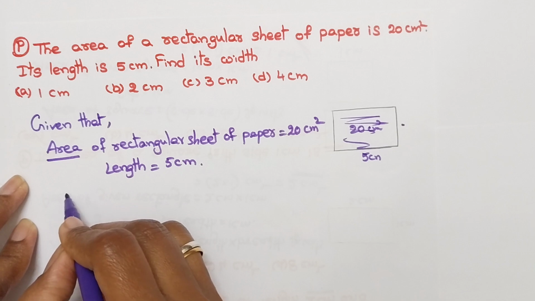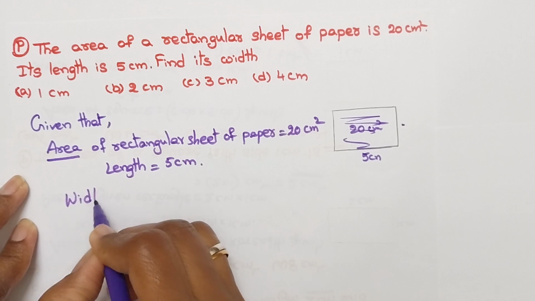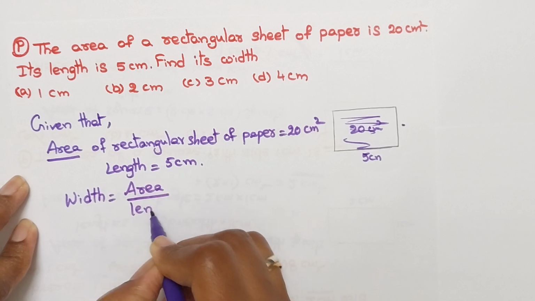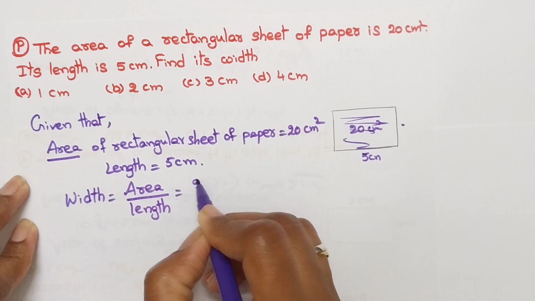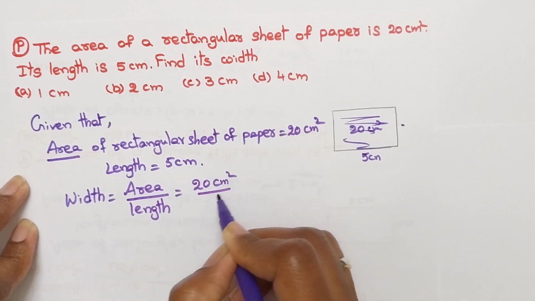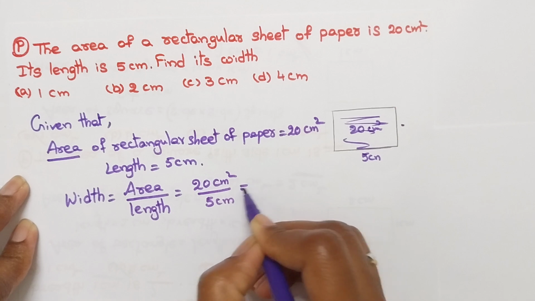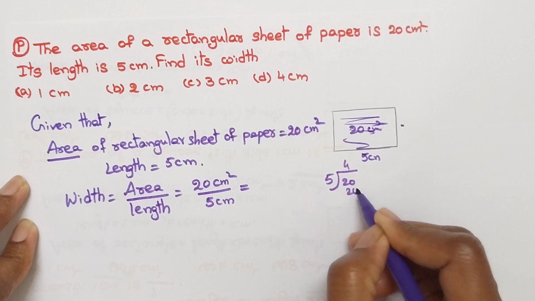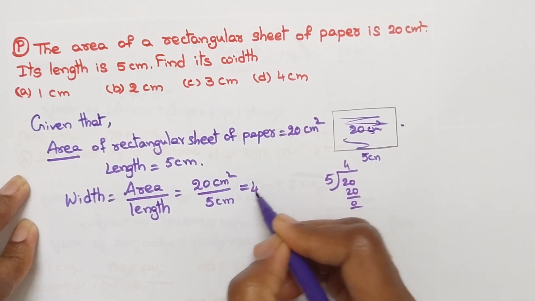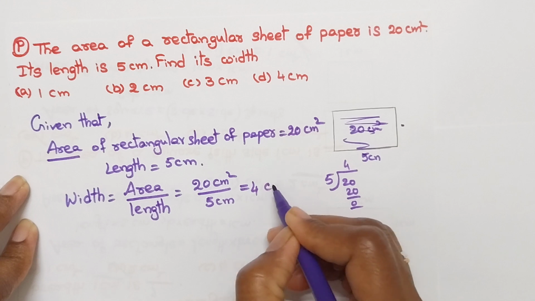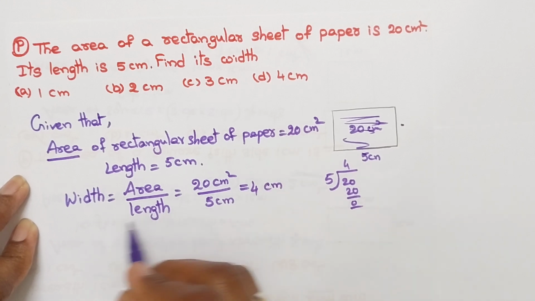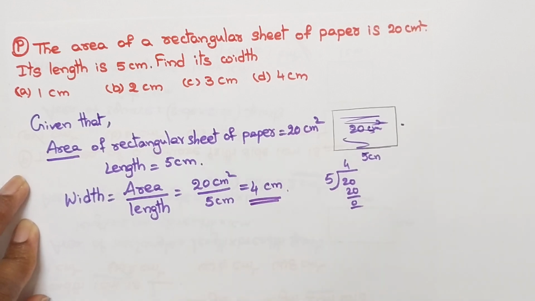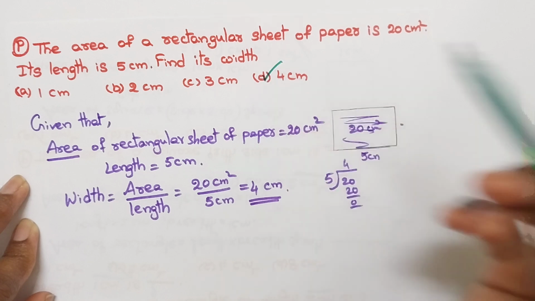In the formula we know that width equals area by length. So area 20 centimeter square by 5 centimeter equals 20 by 5. 5 fours are 20. Done. So 4 centimeter square by centimeter equals centimeter. So the width equals 4 centimeter. Which option is the correct one? Option D is the correct one.